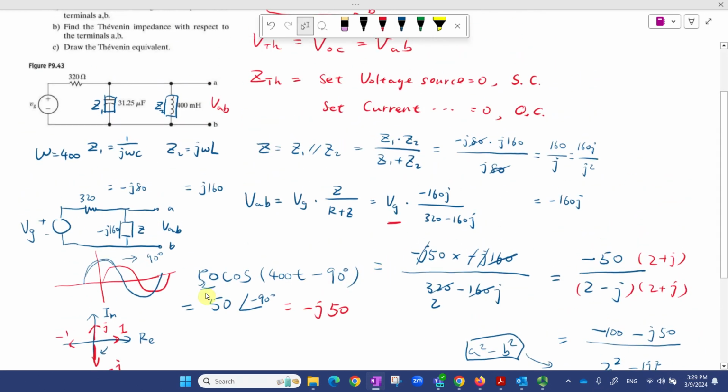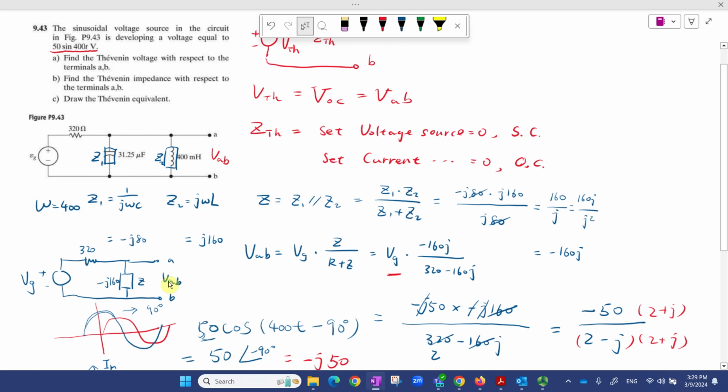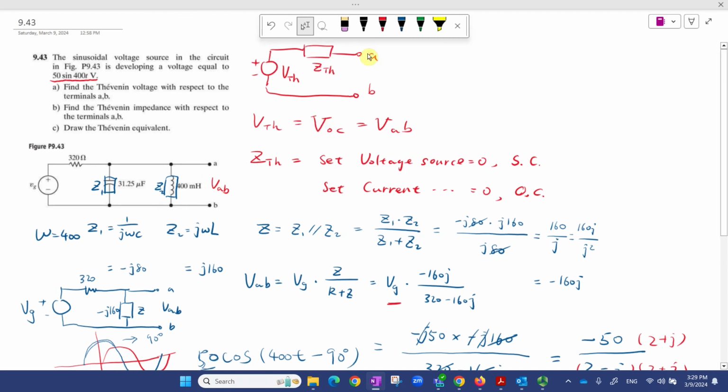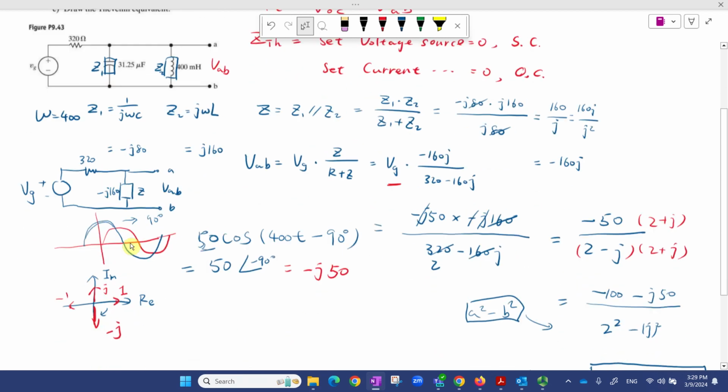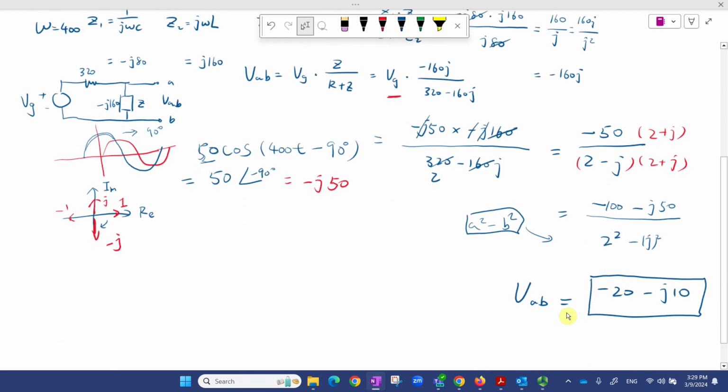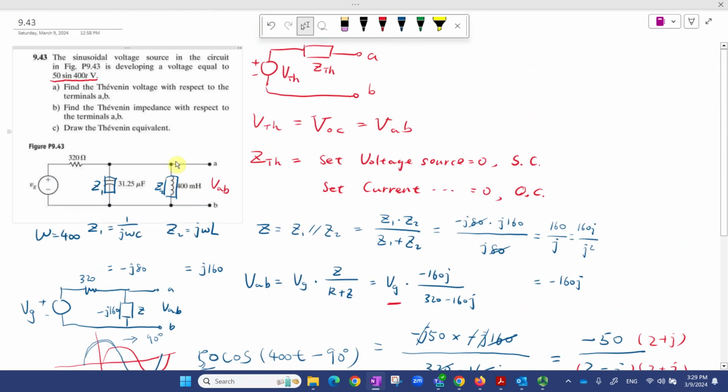Okay, so just a quick review. The VAB, the Thevenin equivalent voltage, is the open circuit voltage. If you want to know the open circuit voltage here, you want to combine these two first, so it becomes a voltage divider. So the output voltage equals this Vj divided by this voltage divider, then we can use that to calculate the VAB. Alright, so this is how we do part A.